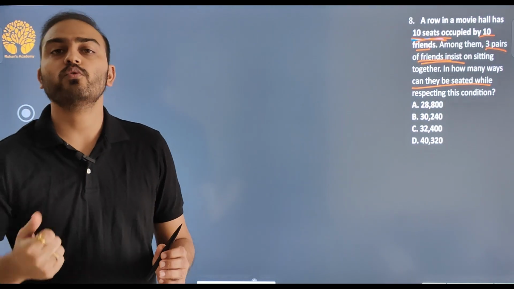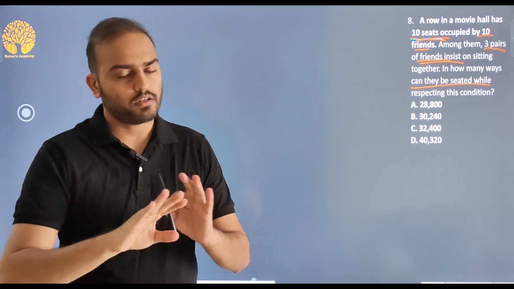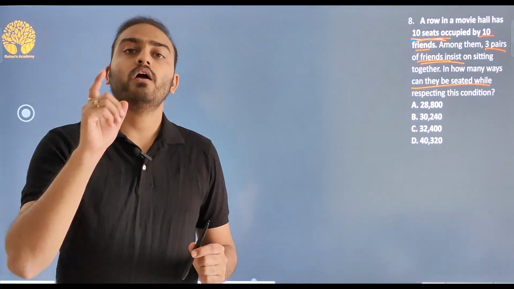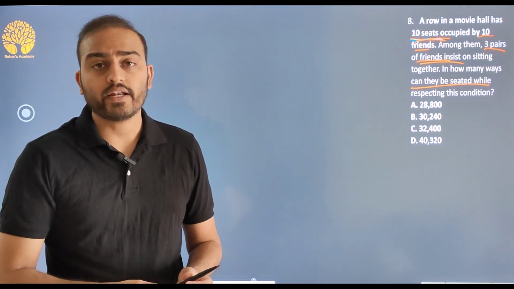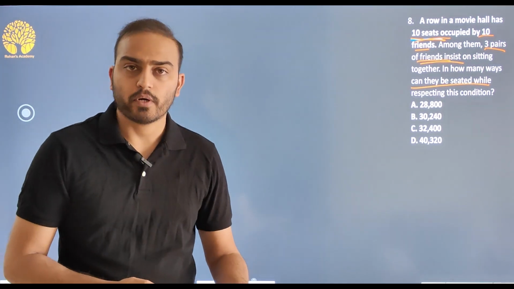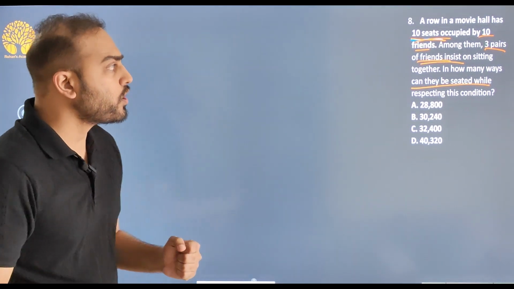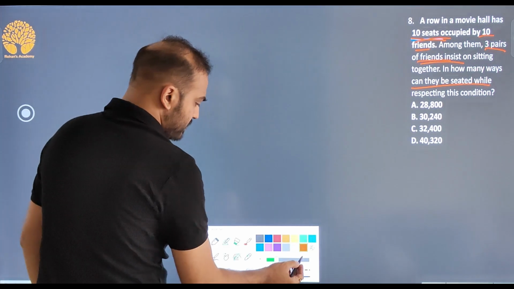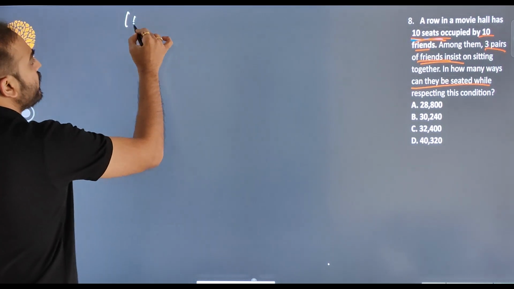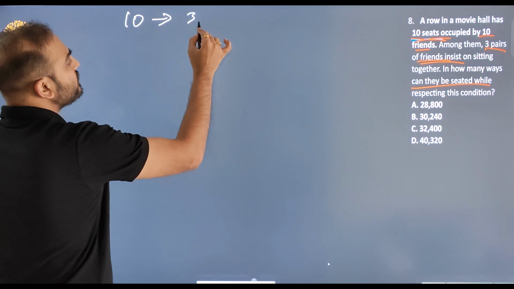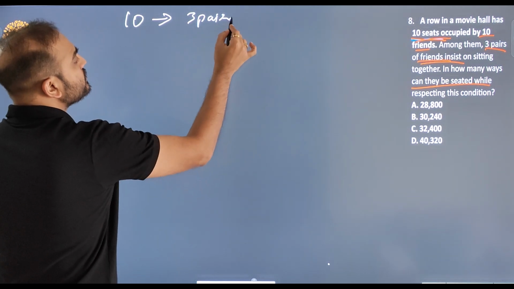So again, let's quickly look. Can the same person repeat again and again? No, repetition not allowed. Does the order matter? Yes, it definitely does matter. So we have to do permutation. Now what is happening? I have 10 friends. Within these 10 friends, there are 3 pairs. 3 pairs means 6 people, right?